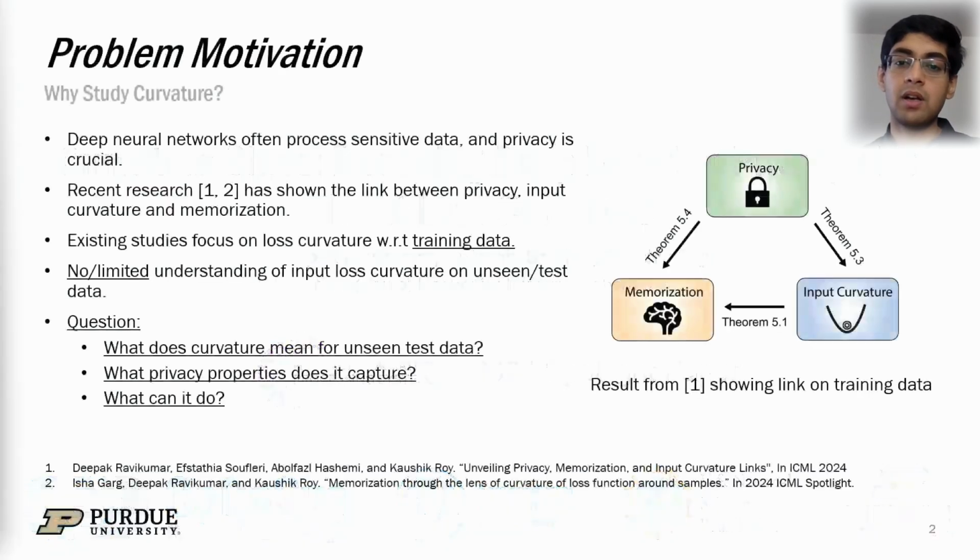In this paper, we study deep learning privacy, which is of crucial importance in today's world. Recent research has highlighted the link between privacy, memorization, and input loss curvature. However, these studies primarily focus on input loss curvature in the context of training examples. Thus, there is limited understanding of how curvature behaves on test sets or unseen examples. Therefore, in this paper, we pose the following questions. What does curvature mean for test or unseen examples? What privacy properties can it capture? And what potential applications does it have?